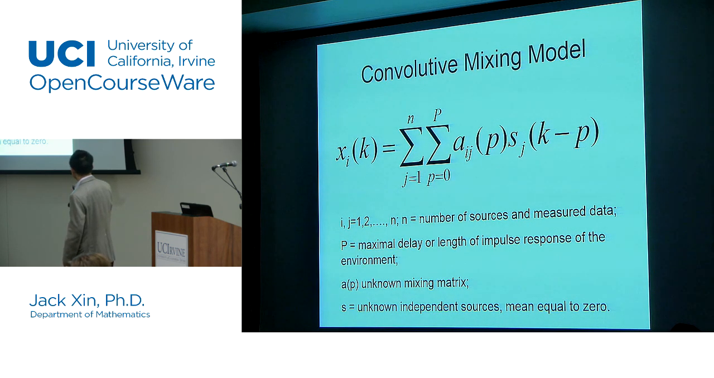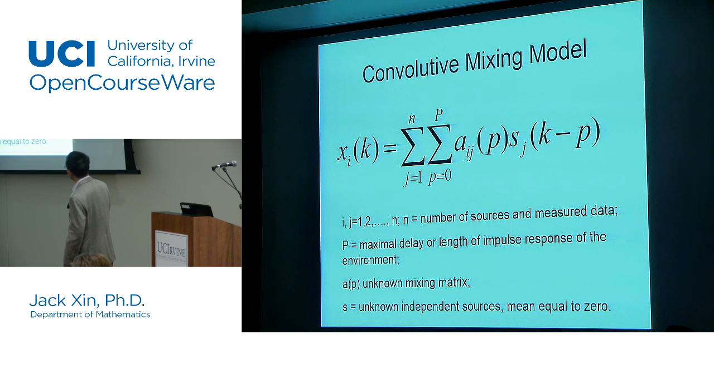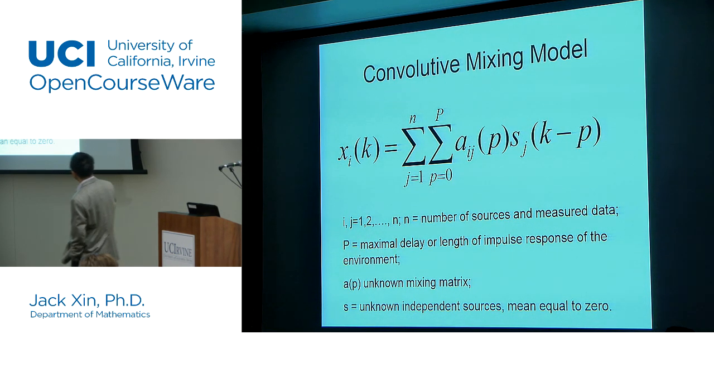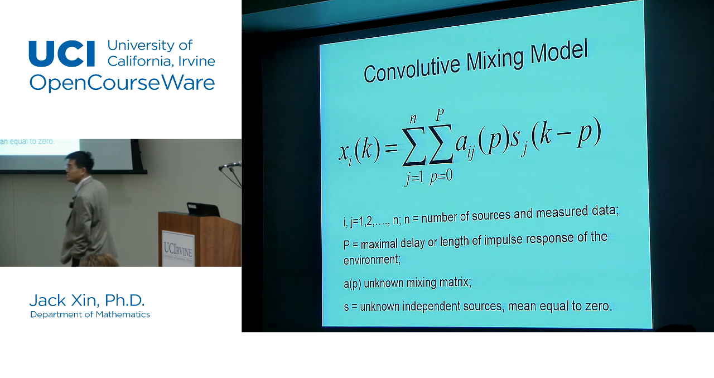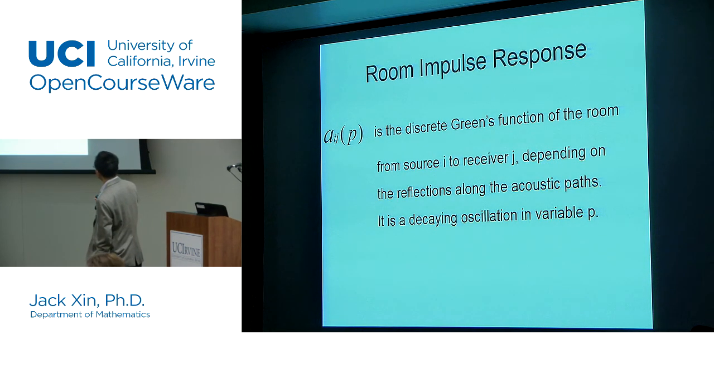So if you sum up all the components, in terms of p, it turns into this form, A_ij(p) s_j(k minus p). This is called convolution, right? So if there's no delay, if capital P is 0, only one term over here, then we're back to the last problem, right? So then it's just a matrix. In this case, there's more. There's also a convolution involved. So this A_ij, these coefficients, is related to the room. This is called the room impulse response.